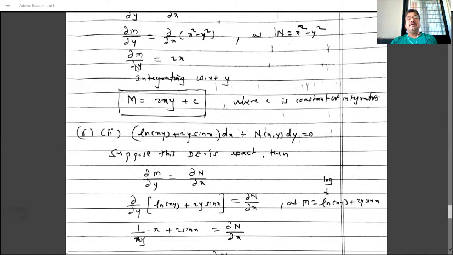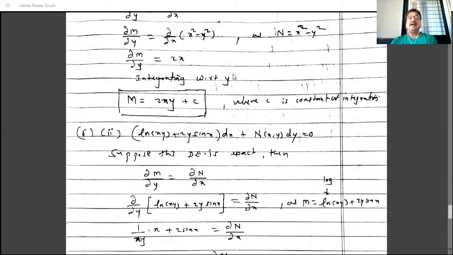For that we have to integrate both sides with respect to y, because ∂M/∂y means the derivative of M with respect to y. In order to cancel the derivative, we integrate both sides with respect to y. So the integration of ∂M/∂y with respect to y is M, because derivative and integration with respect to y cancel each other. So we have M is equal to, and this 2x is now constant with respect to y. The integration of a constant is constant into variable, so the integration of 2x is 2x into y, because y is the variable.